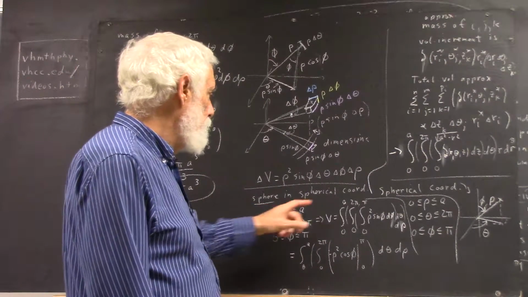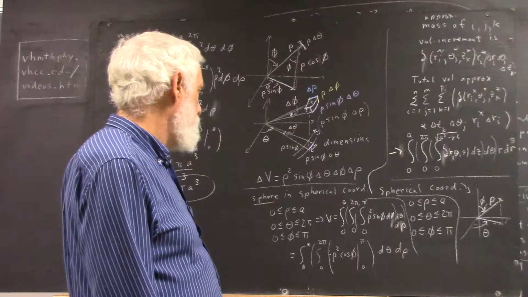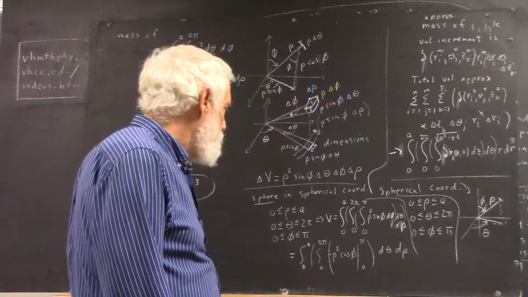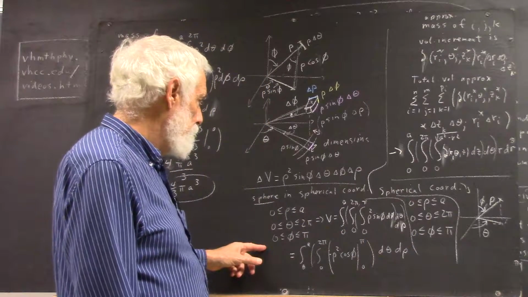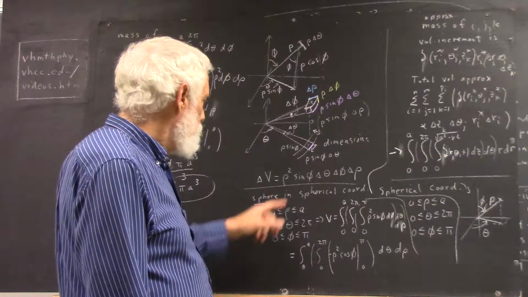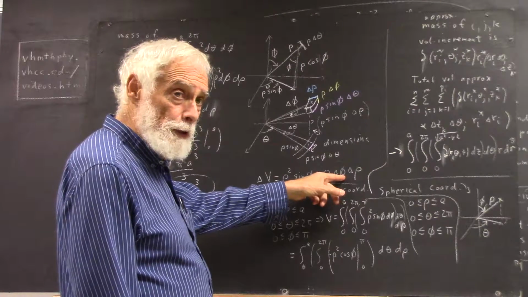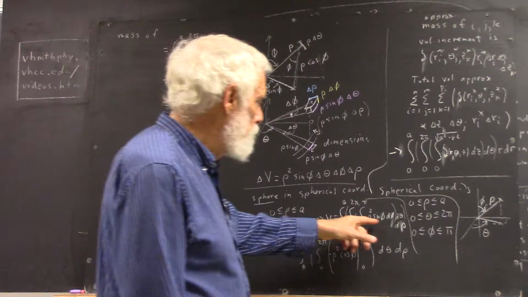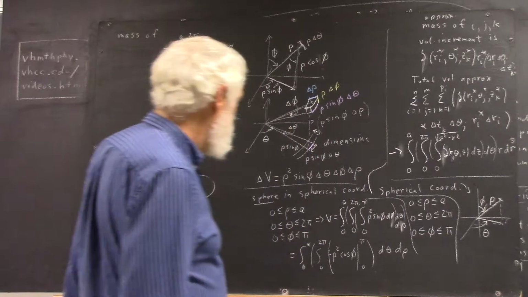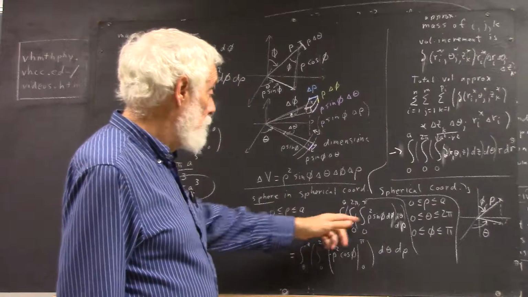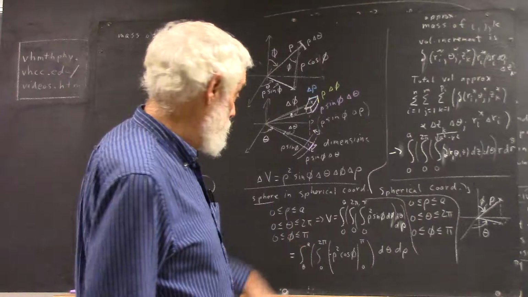So to do a sphere in spherical coordinates, we have our description in spherical coordinates. Our volume increment is this. So to get the total volume, we just integrate that volume increment over the sphere. This is what comes out of partitioning, okay?